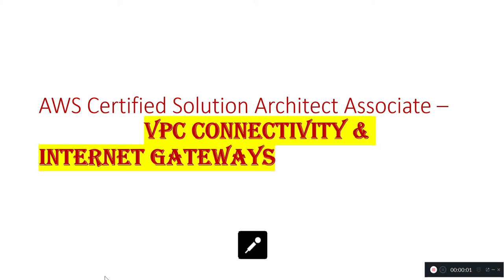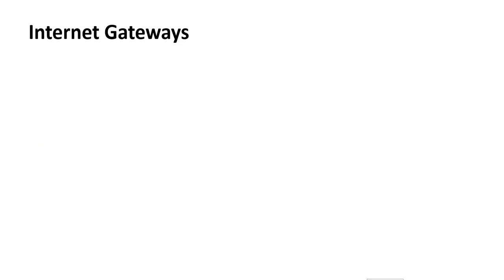Hi. So in this session, we will look at the VPC connectivity and internet gateways. There are different ways a VPC can be connected. Why is connectivity needed? So that it can talk to other systems, or to a data center or on-premises, and it can also talk to different systems on the internet. That is also important. So let's look at the internet gateways.